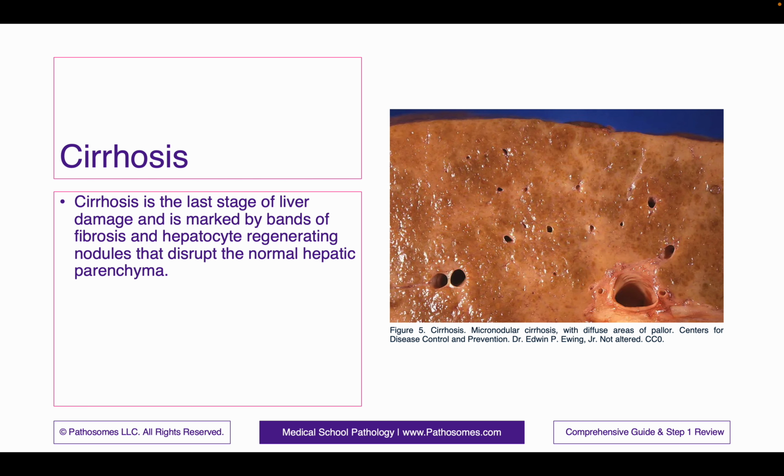Now let's talk about cirrhosis. You're going to see this a lot. Cirrhosis is the last stage of liver damage, and it's marked by bands of fibrosis and hepatocyte regenerating nodules that disrupt the normal hepatic parenchyma. Now, if you look closely to the right here, you'll see a bunch of micro nodules, right? With diffuse areas of pallor.